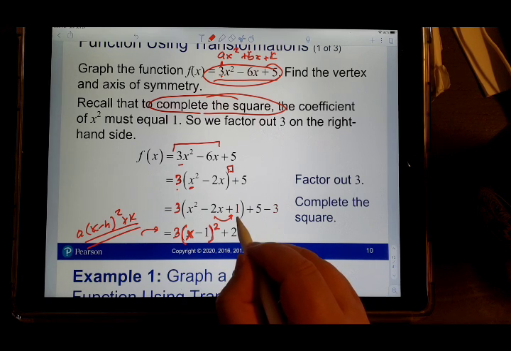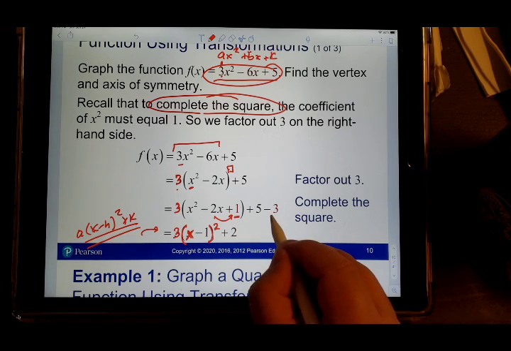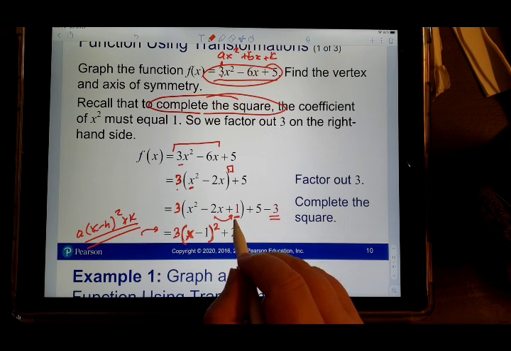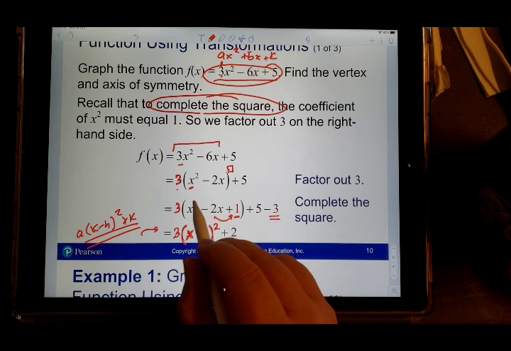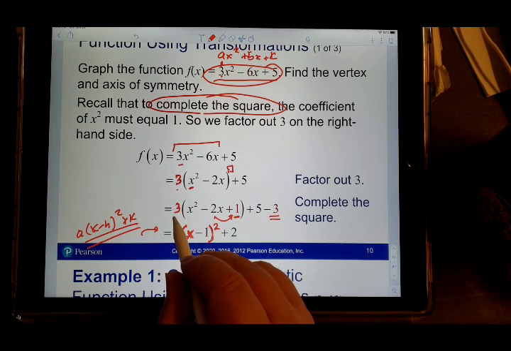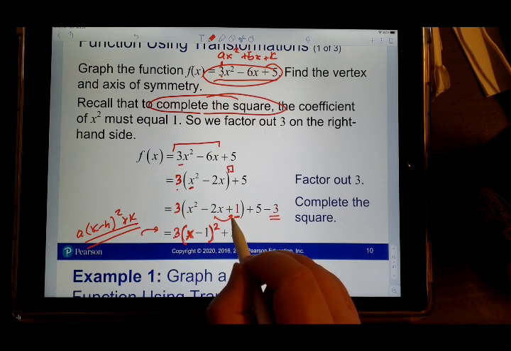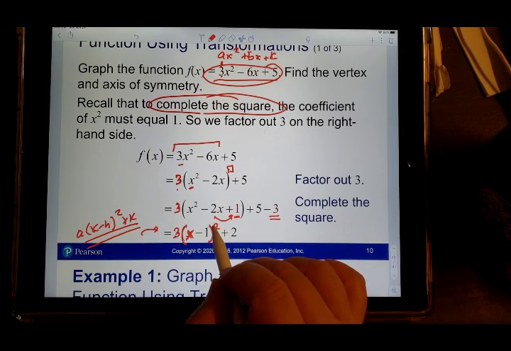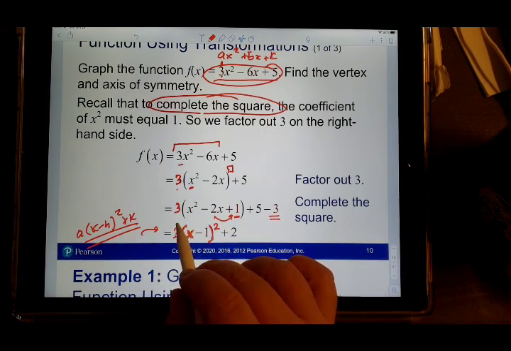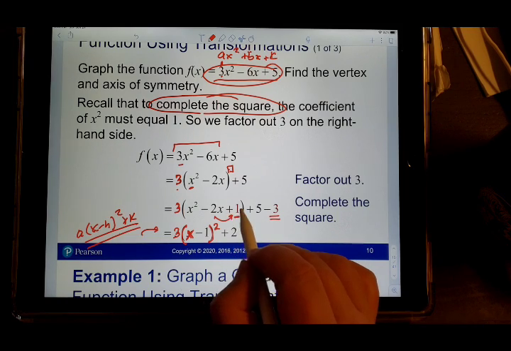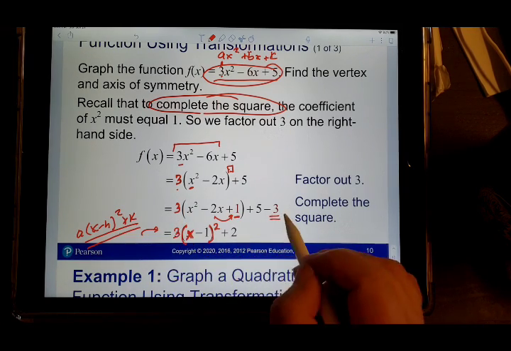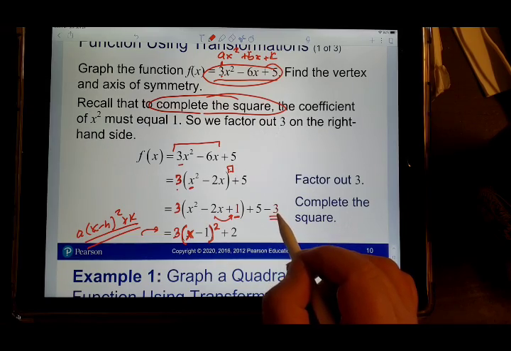Now, this is a little tricky because it's not what you expect. But what was the impact of putting that 1 here? Remember, everything inside these parentheses is multiplied by 3. So by putting that 1 here, I just added 3 to this side. I added 3. I didn't just add a 1, I added 1 times 3. All right, to make up for that, I have to subtract 3.